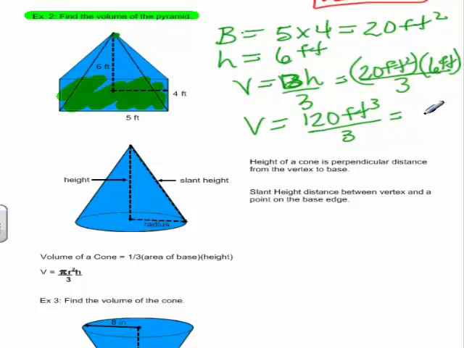So our final answer will be 40 cubic feet. Okay? All right? So that's how we find the volume of a pyramid.